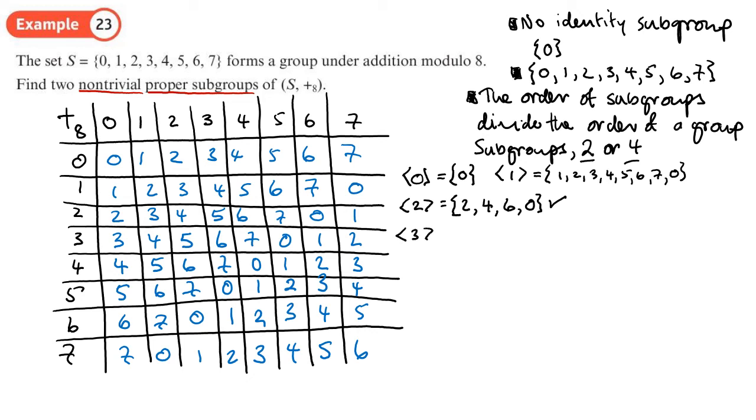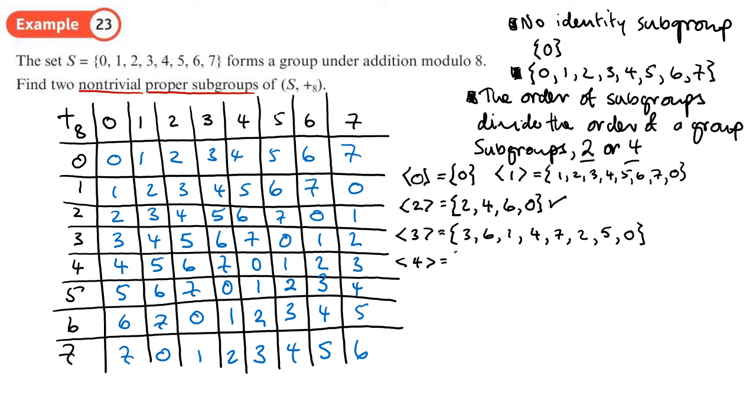What does 3 generate? So we'll have 3, 6, and then 9 will be 1, and then 4, 7, 2. I'm just working out a remainder because 7 plus 3 is 10. Next remainder 2, then 5, and then 0. So actually 3 generates the whole group again, so that's not a proper subgroup. Let's move on to 4.